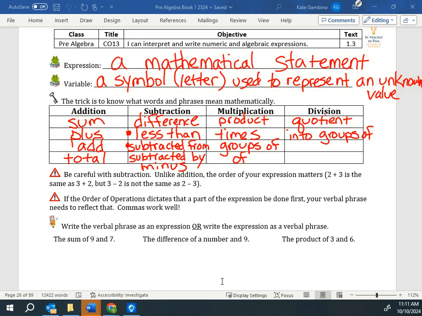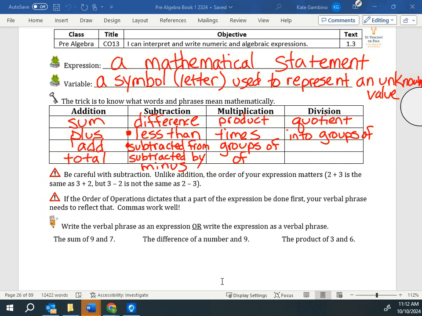So, be careful with subtraction. Unlike addition, the order of your expression matters. So remember, when I was talking about less than and subtracted from, really think about what it's telling us to do. If the order of operations dictates that a part of the expression is done first, your verbal phrase needs to reflect that. Commas work well. So we're going to see what that means, because it's not always going to be easy peasy doing one operation. If we have to do multiple operations, we need to be able to know which operation to do first.